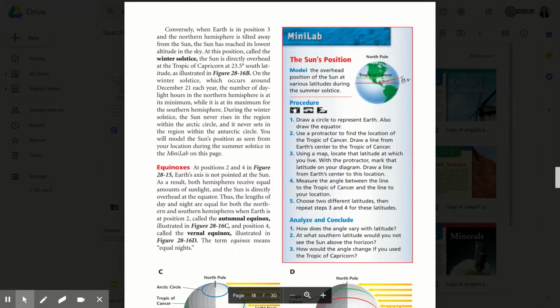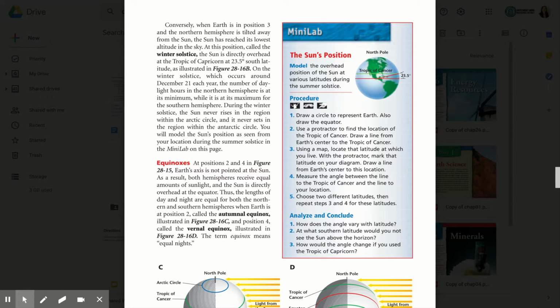Conversely, when Earth is in position 3 and the northern hemisphere is tilted away from the Sun, the Sun has reached its lowest altitude in the sky. At this position, called the winter solstice, the Sun is directly overhead at the Tropic of Capricorn at 23.5 degrees south latitude, as illustrated in figure 28-16b.